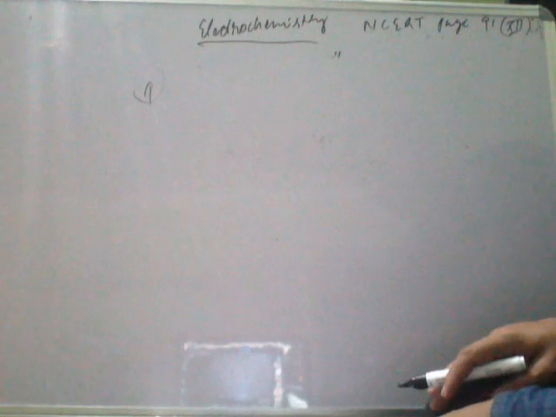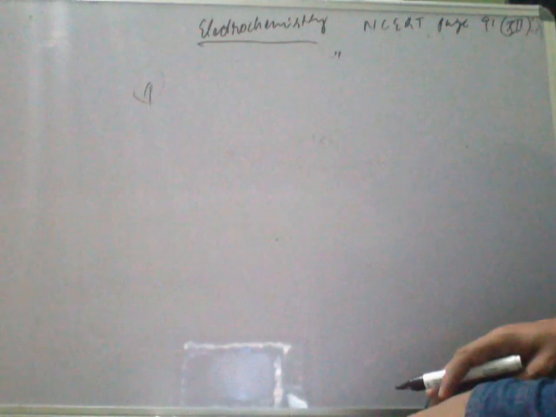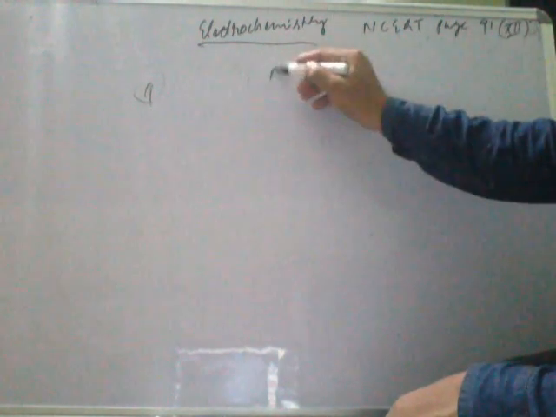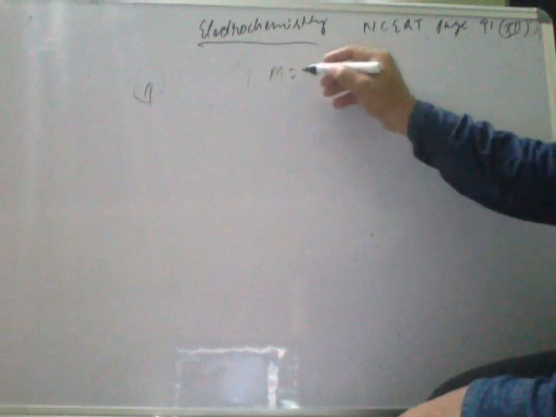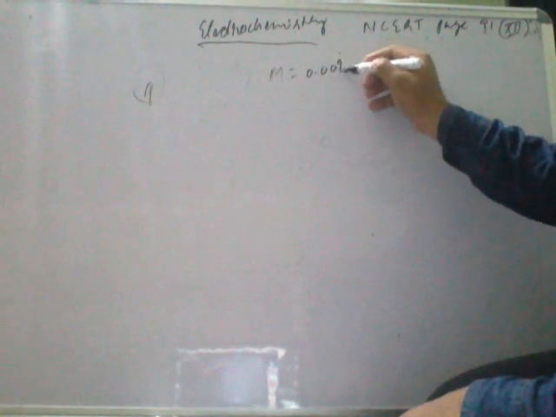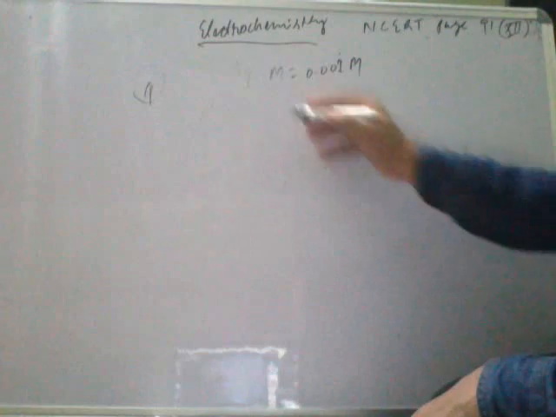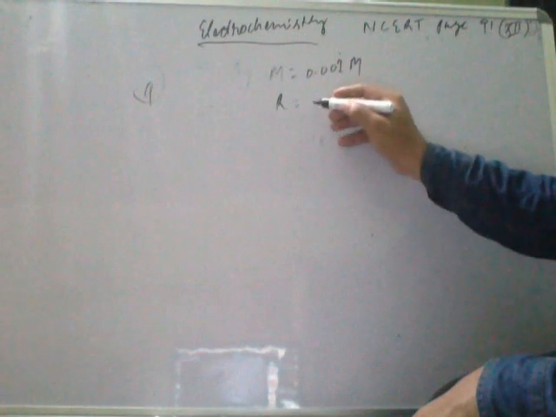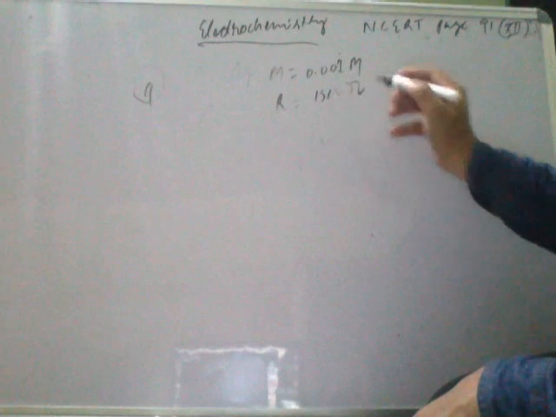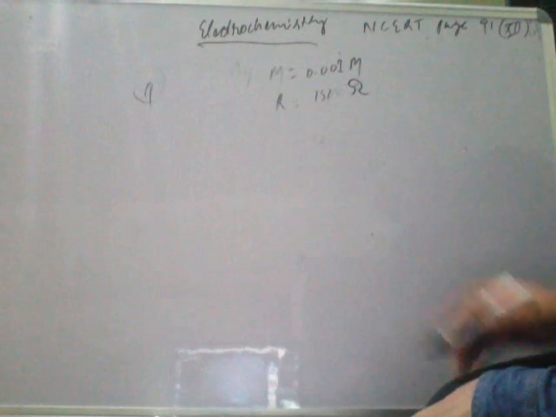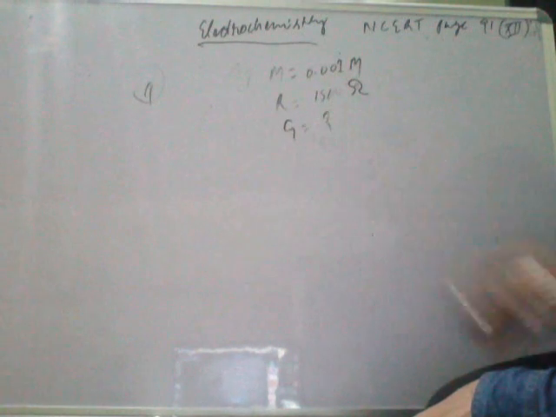The resistance of the conductivity cell containing 0.001 molar solution. So the concentration has been given, M is equal to 0.001 molar, of KCl solution at 298 Kelvin. Resistance R is already given, that is 1500 ohm. What is the cell constant? That is G is being asked.